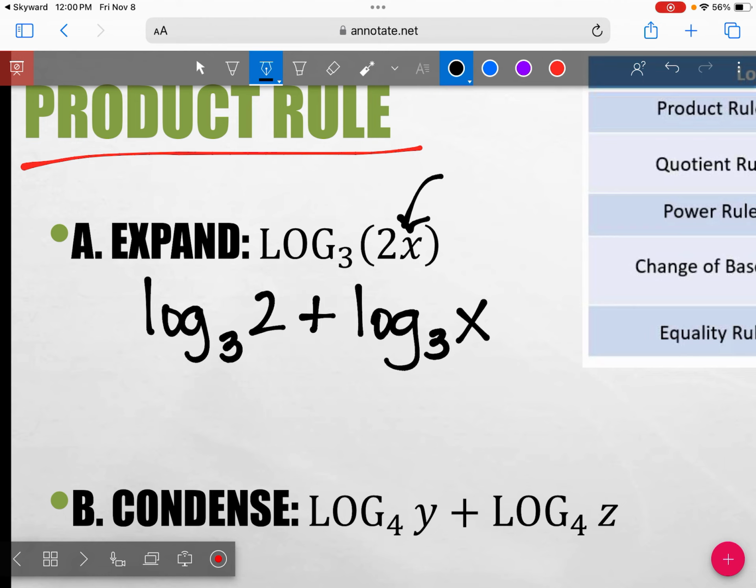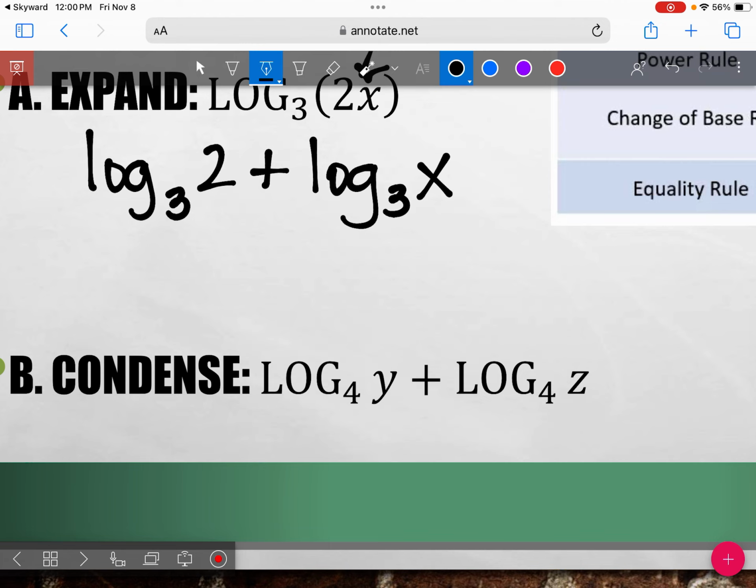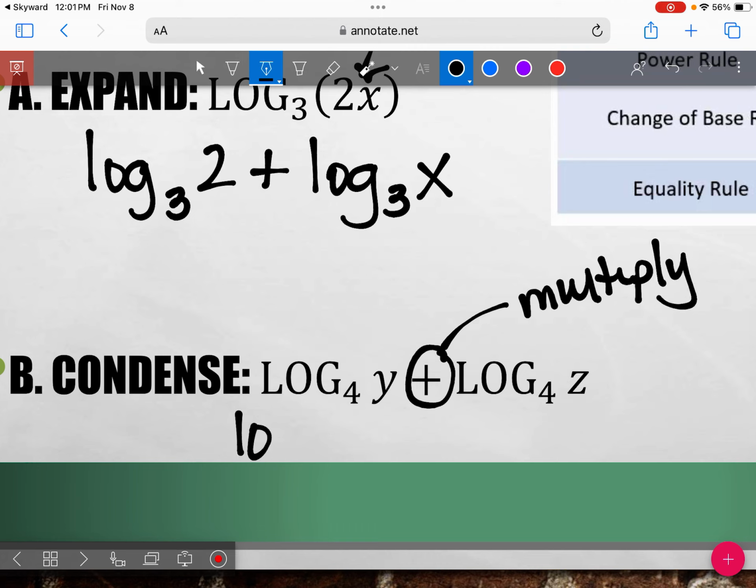So this first one was already condensed and we expanded it. For part B, it's already expanded and we're going to condense it. So we have the log base 4 of y plus log base 4 of z. Addition, you condense with multiplication. So I'm going to write this as log base 4, and it would be y times z.